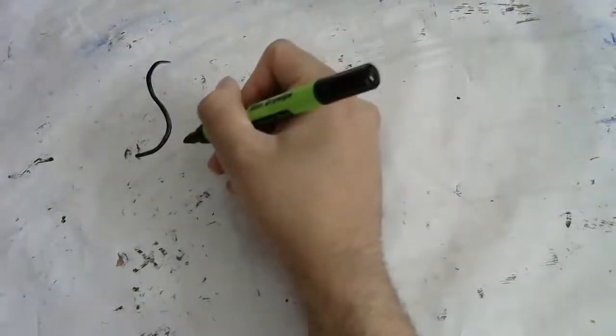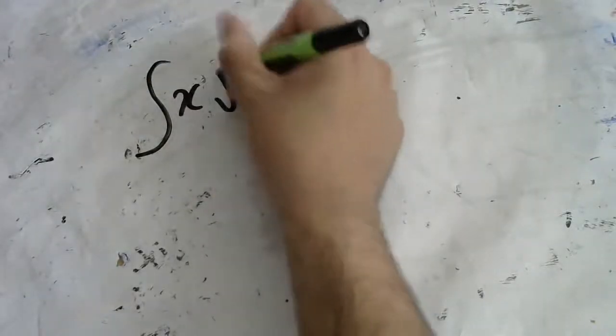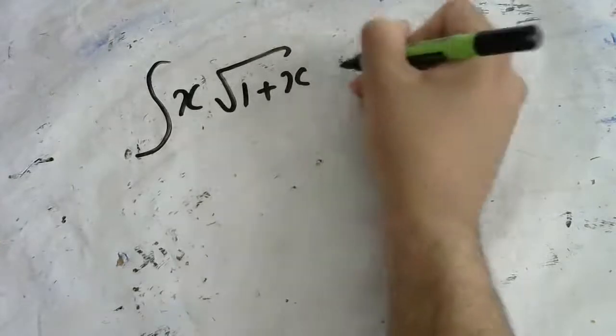So let's start with a very, very basic one. You can't get more friendly than that, can you? So you've got the integral of x root 1 plus x dx.